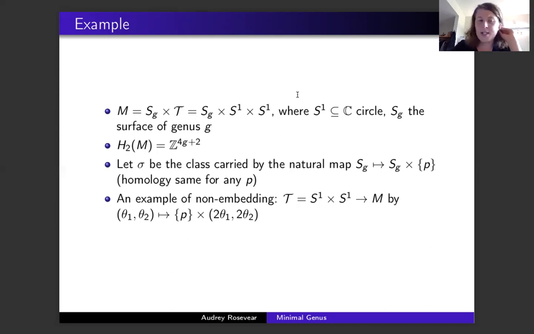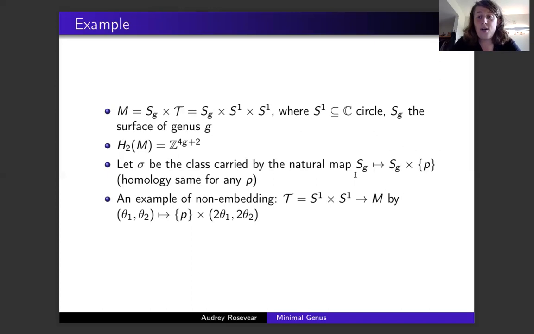We won't really need that here. I just wanted to show you what this thing might look like. The class that we're going to be interested in is the class sigma carried by the natural embedding of the surface of genus G into M, where we're going to take any point P and just put it in there. And for any P, the homology class will be the same because you can just slide this thing around. So topologically speaking, it is the same.